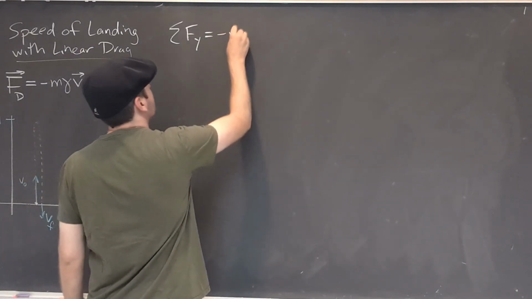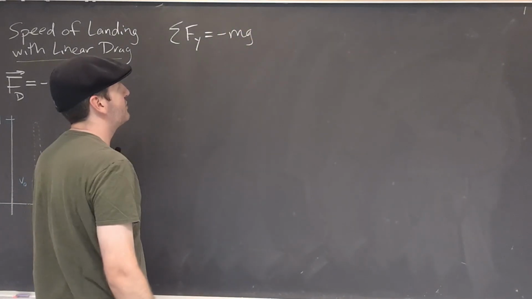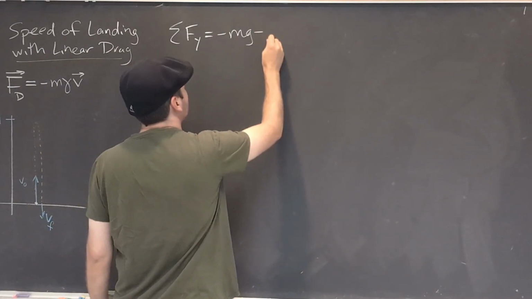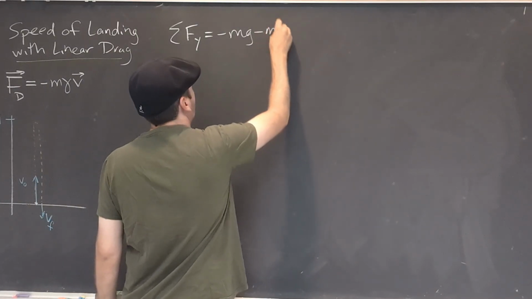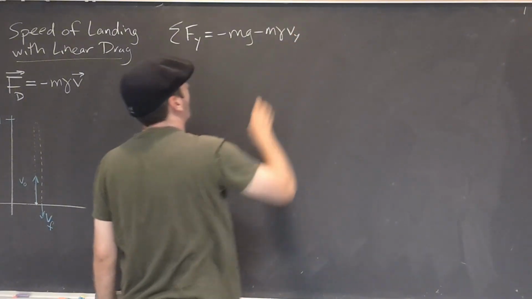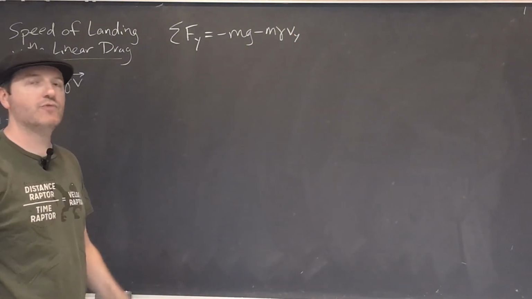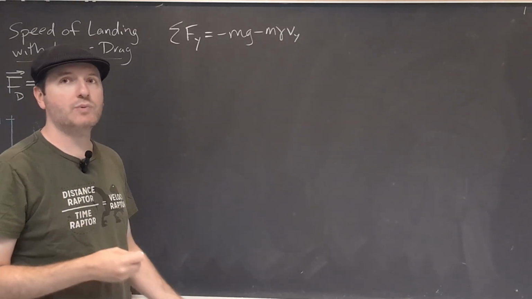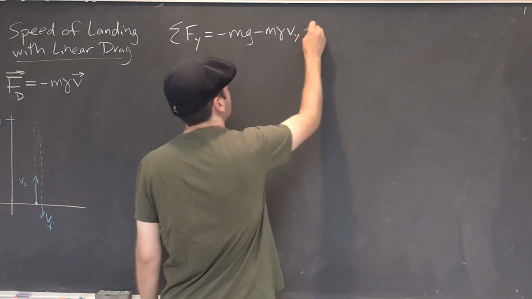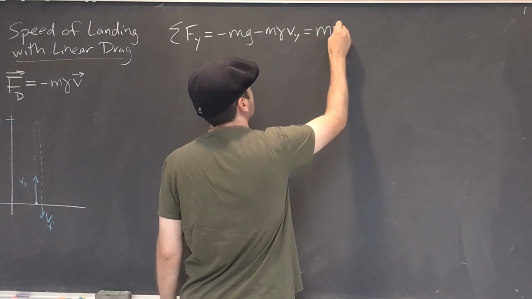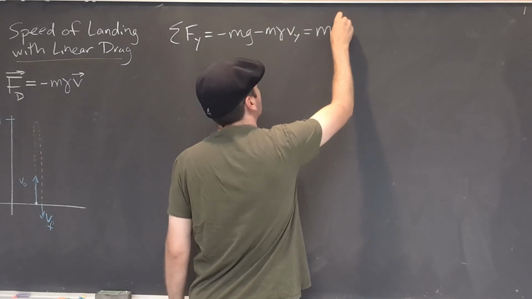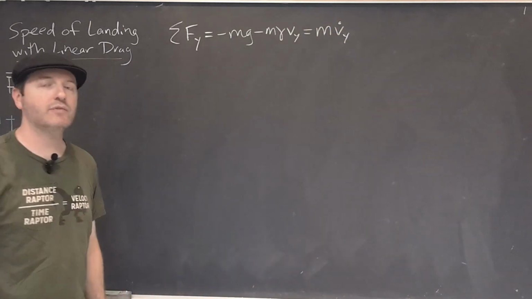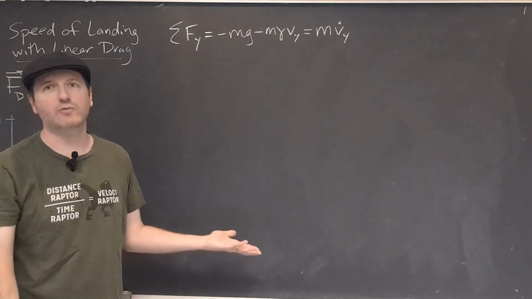So I'll have a minus mg, that's the usual gravitational force, and now I will have a minus m gamma vy. That's the drag force. Those are my two forces that are acting. And of course, we know by Newton's second law that this is the mass of the object times what I'll write as vy dot, the time derivative of the velocity, the acceleration.